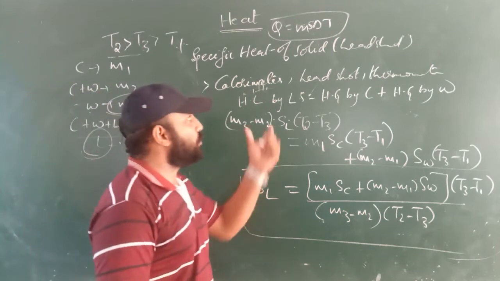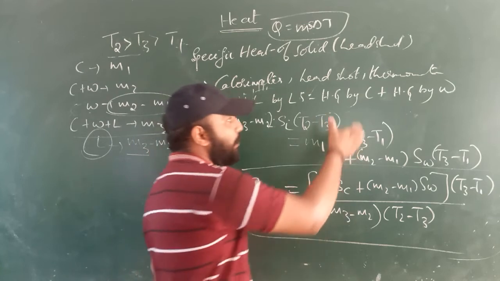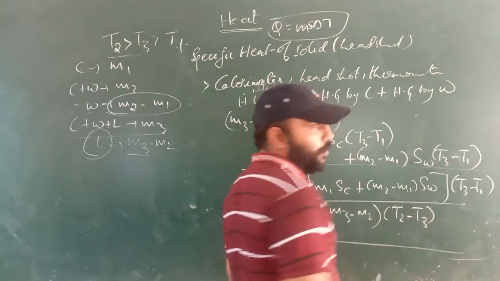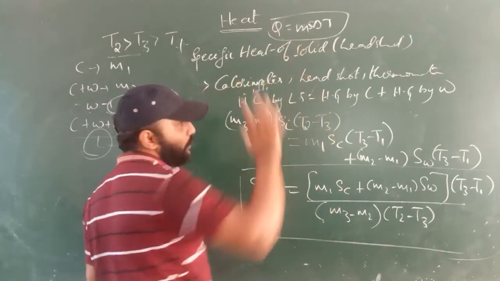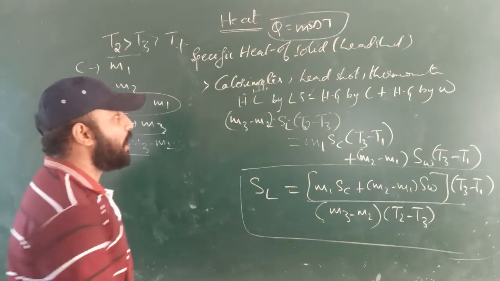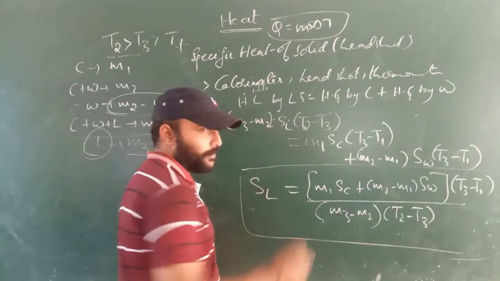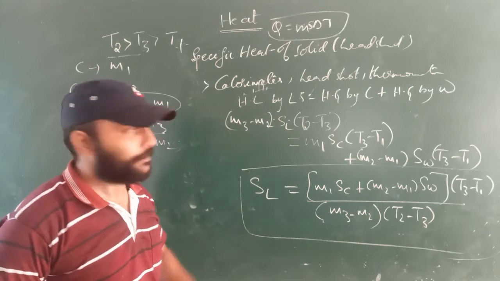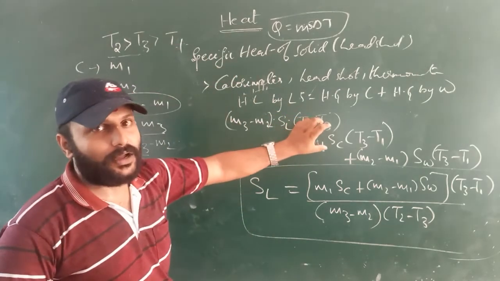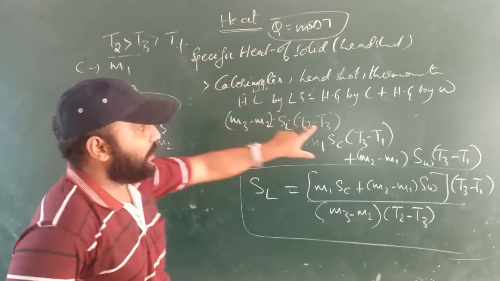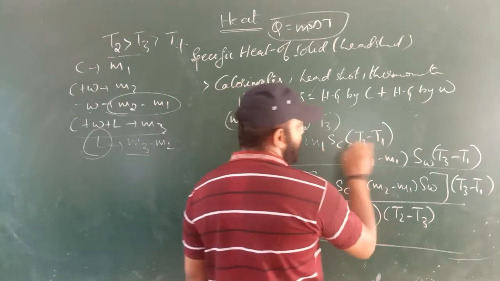So here we already know that the heat lost by the hotter object, the lead shot, is equal to the heat gained by the calorimeter plus the heat gained by the water. What is the formula for heat? Q is equal to m s delta T. The mass of lead shot we are taking as M3 minus M2. The specific heat of lead shot, SL, I will take. Change in temperature: the higher temperature is the lead shot, T2, and the lower temperature is the temperature of the mixture, T3. T2 minus T3 is equal to the heat gained by the calorimeter.